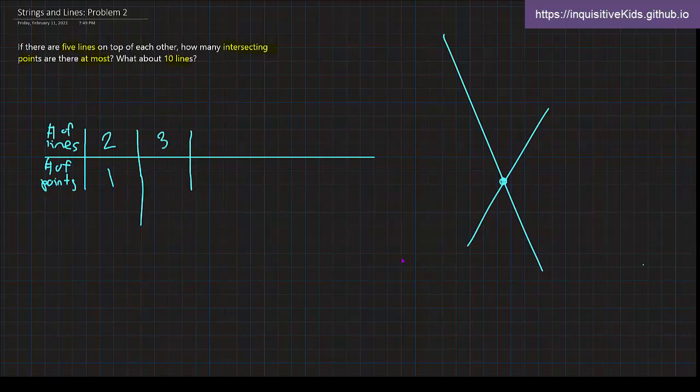What if there were 3 lines? Well, we're trying to get that 3rd line to touch as many other lines as possible. So that would be those 2. Okay, and this is 3. I'm not seeing any patterns so far, so let's keep going. Number 4, we're trying to get another line to touch as many other lines as possible.